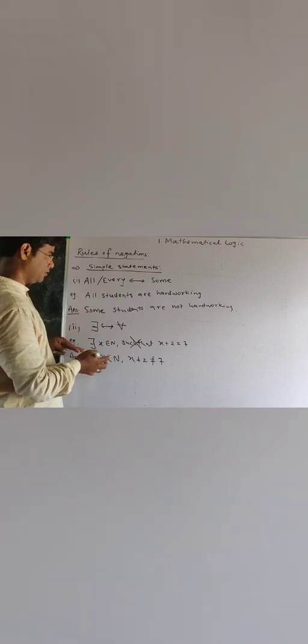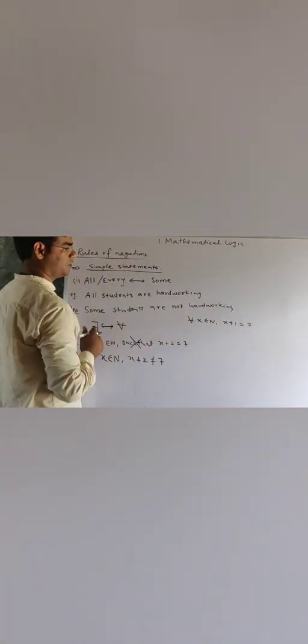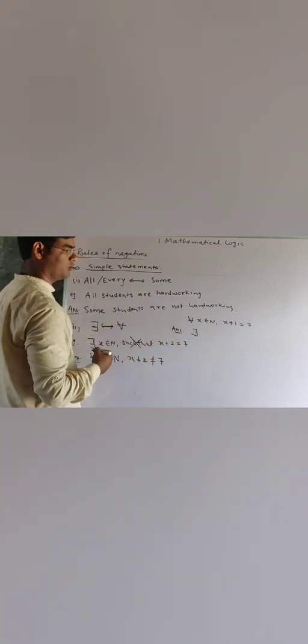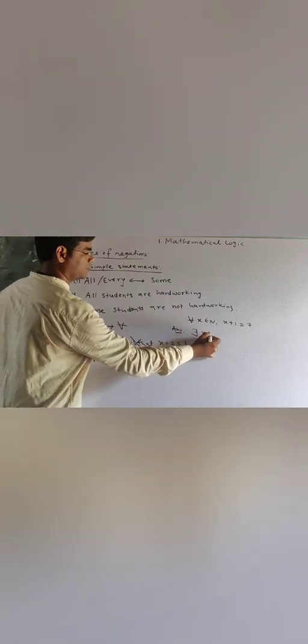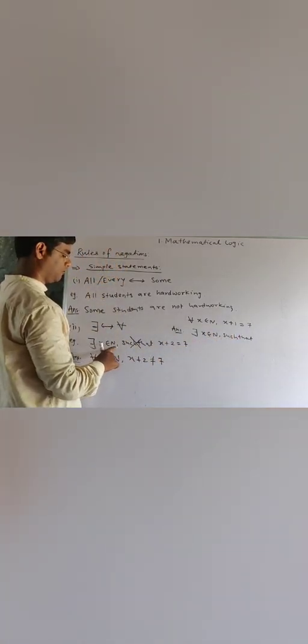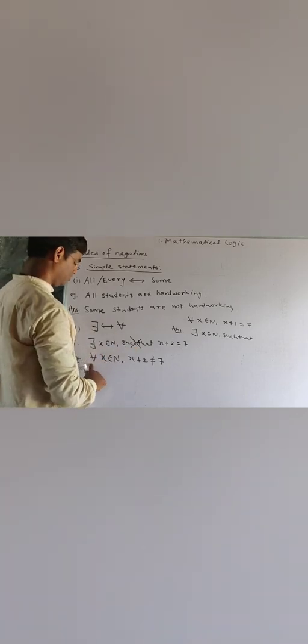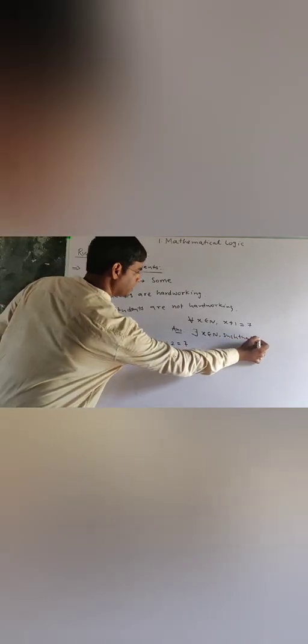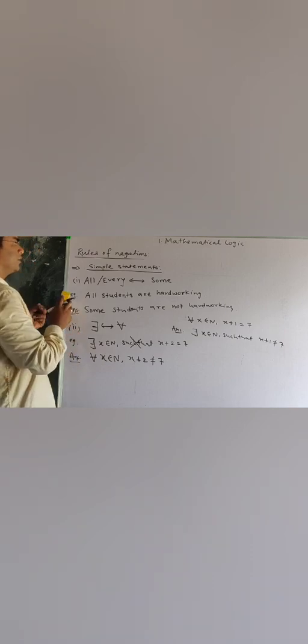Suppose we have the next statement: for all x belongs to N, x plus 1 is equal to 7. So what is the negation of this statement? While writing the negation, you have to replace these two symbols. There exists x belongs to N such that x plus 1 is not equal to 7. With the existential quantifier you will have a comma as well as such that, and with the universal quantifier you will have only a comma. So these are the rules for simple statements.